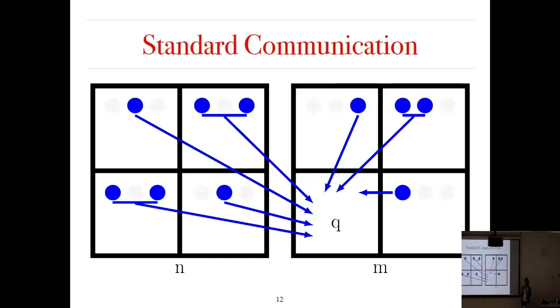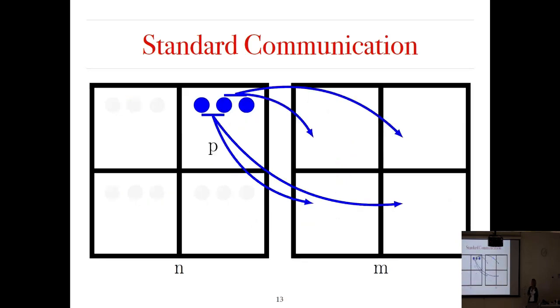So standard communication: if we have 8 processes distributed across these 4 nodes, and say they all want to send messages to process Q on node M, they're going to do so regardless of where they lie in the network. So each process gathers up all of its data that it needs to send to process Q, and it sends it as a single message. So you can see you have 4 messages here going through the network between these 2 nodes.